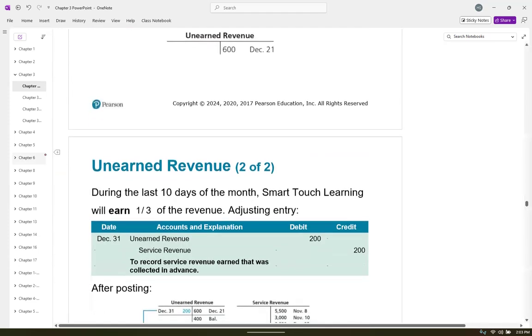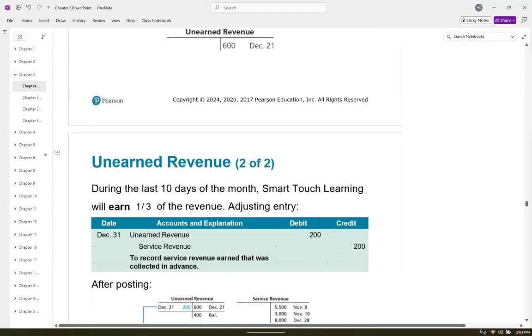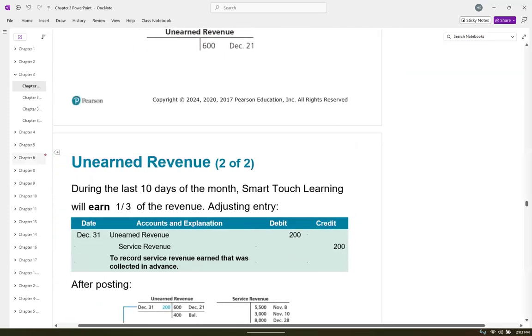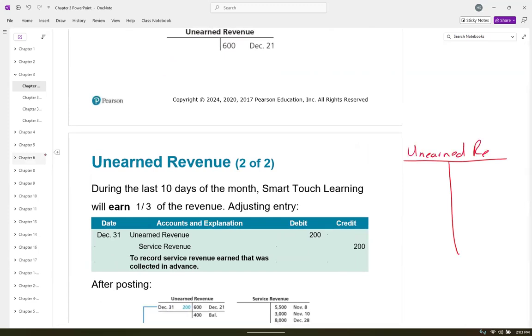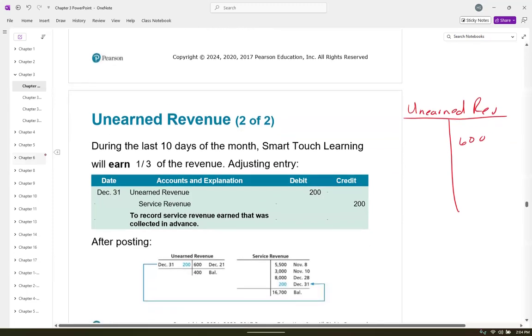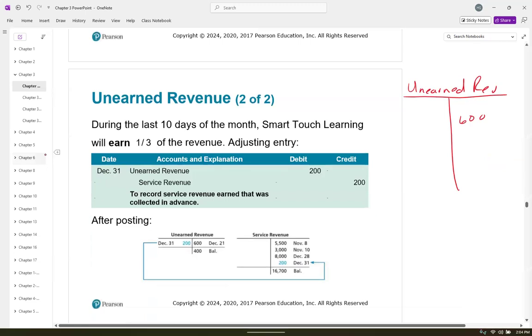They tell us that during the last 10 days of the month, Smart Touch Learning will earn a third of the revenue. So let's come over here and I'm going to draw that T account out for unearned revenue. We credited that for 600 because we owe that. We debited cash because we got the cash for it. But we haven't earned all of that. So they told us one third. 600 multiplied times one third will give us 200. We're doing some real easy math here.